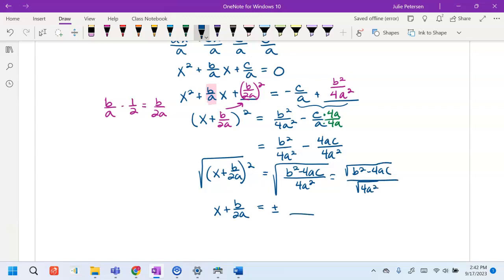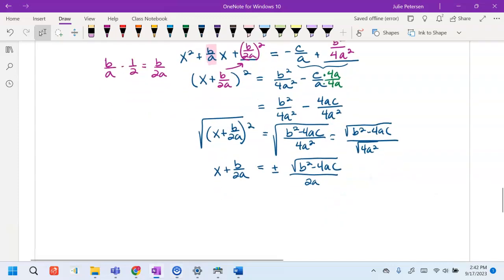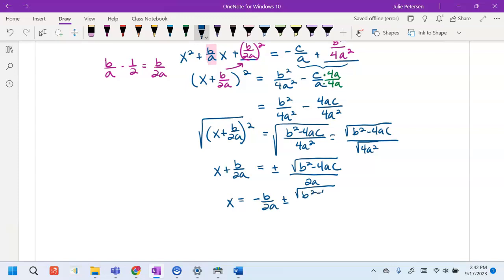Now the reason I call this out is because 4a squared actually has a square root. It's going to be 2a. The b squared minus 4ac is just going to stay under the radical. Okay, so we are almost done. We're still trying to solve for x, so the last thing we need to do is subtract the b over 2a. So then I have x equals negative b over 2a plus or minus the square root of b squared minus 4ac over 2a.